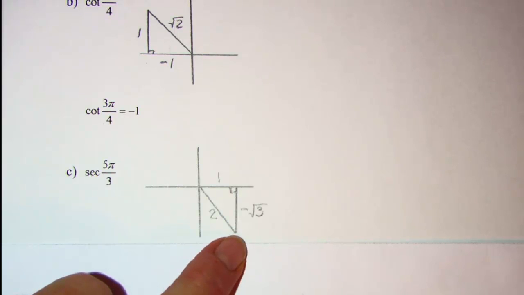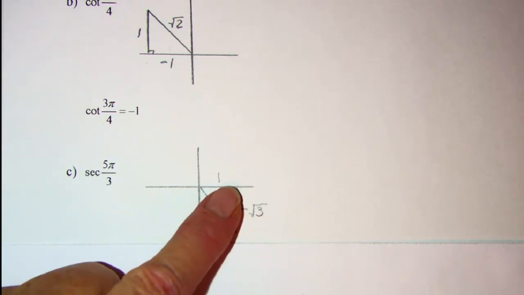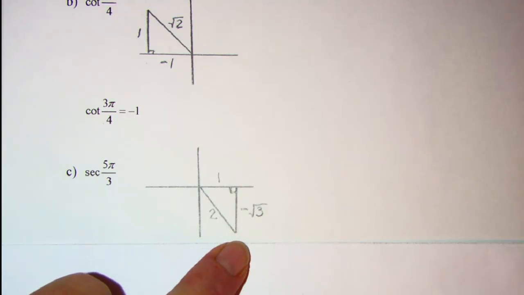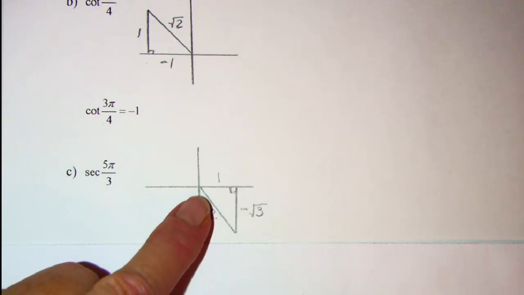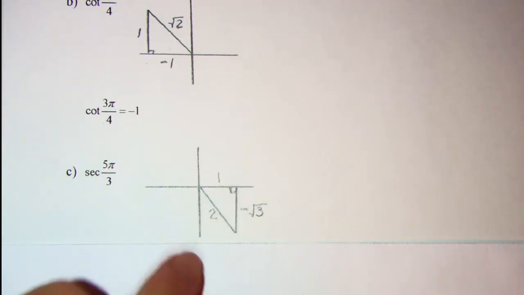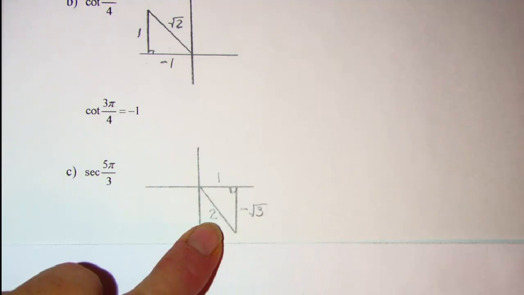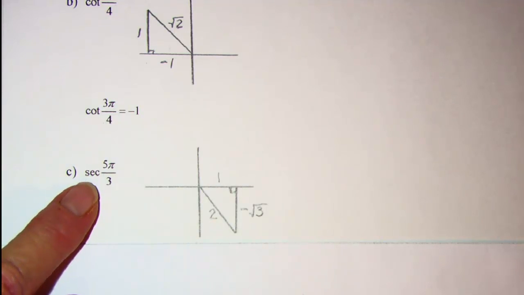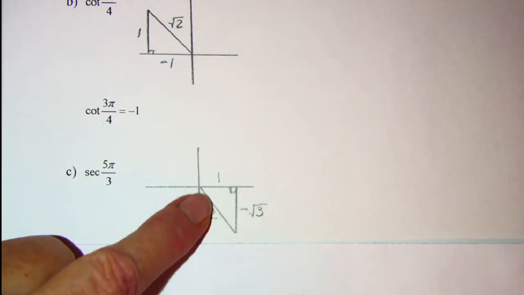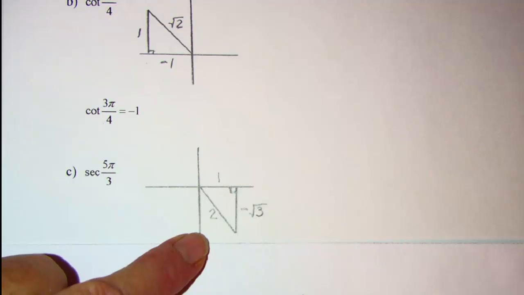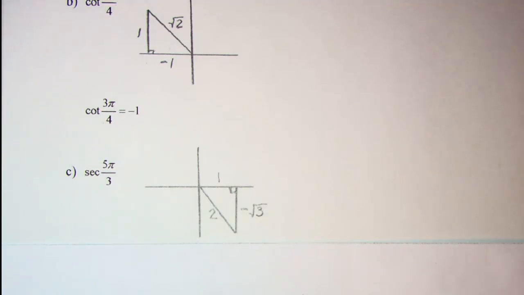The side opposite is radical 3, but since it's down below the x-axis, it's going to be a negative. The side adjacent is 1, and then the hypotenuse is 2. Now, secant is the reciprocal of cosine. So the cosine of this reference angle is 1/2, adjacent over hypotenuse. So the reciprocal of that then is the secant of 5 pi over 3, which will be 2.